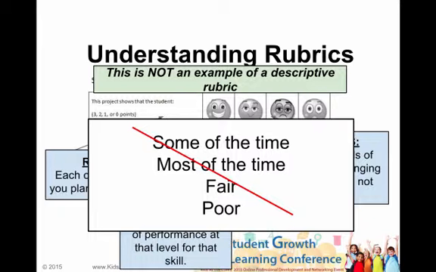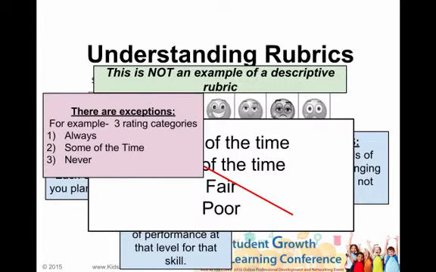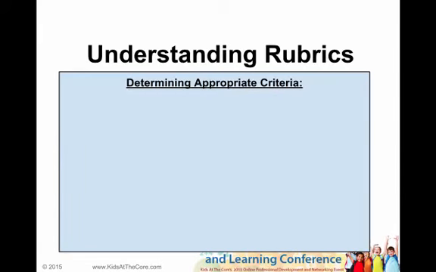Same goes for use of words like fair or poor. Describe what fair really looks like, so you can be sure that every time you have the same definition. Now there are exceptions, of course. Don't feel like the use of the word some is necessarily a bad thing. If you only had 3 rating categories and you had a student who did it all the time, some of the time, or never, that's very clear and cut and dry, and so you'll get really good data from an example like that. So how do we determine appropriate criteria?